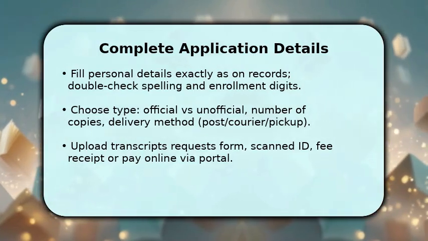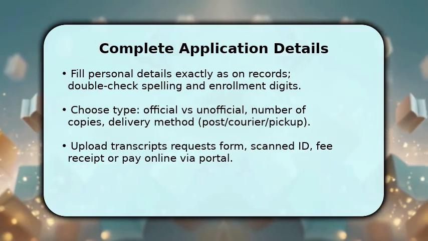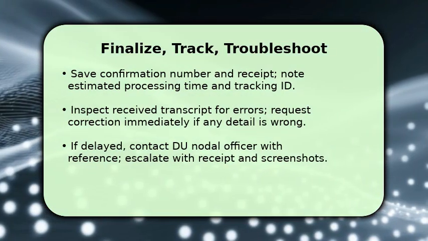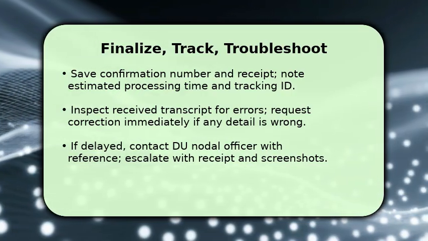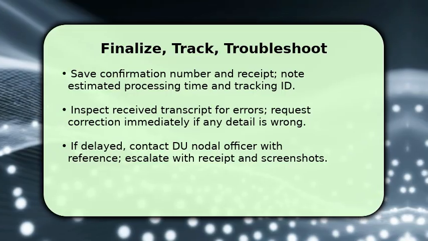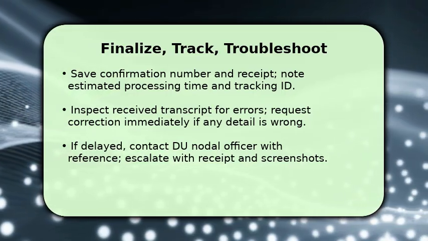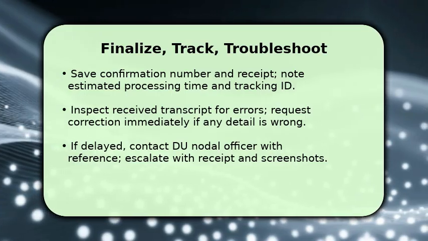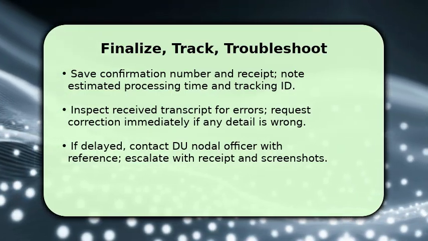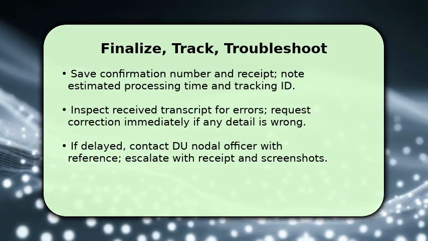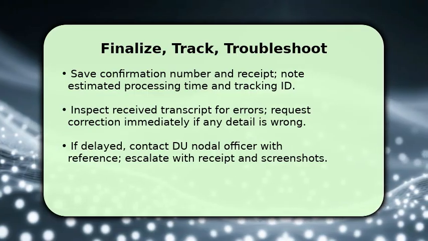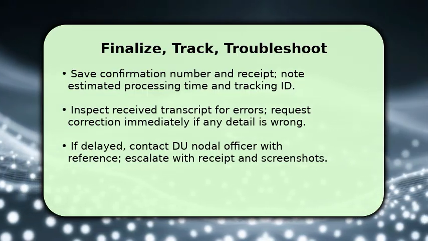After submission, save the confirmation number and payment receipt and note the expected processing time. You will need these to track progress. When you receive the transcript, inspect name, enrollment, grades, and dates right away. If anything is wrong, request a correction immediately to avoid further delays. If processing stalls or the courier fails, contact the DU nodal officer with your reference number and receipts and escalate within the university while keeping.